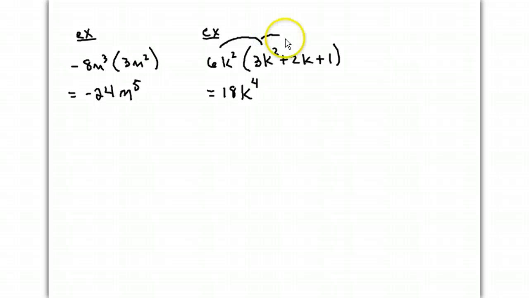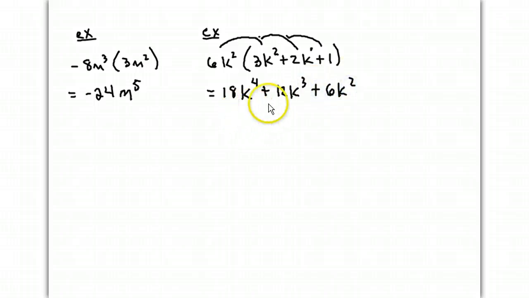Then you take it times the next one. So 6 times 2 will give you 12, and then k squared, this is really k to the first, will give you k to the third. And then you take it to the last one. 6k squared times 1 would just be 6k squared. So the result would be 18k to the fourth plus 12k to the third plus 6k to the second.